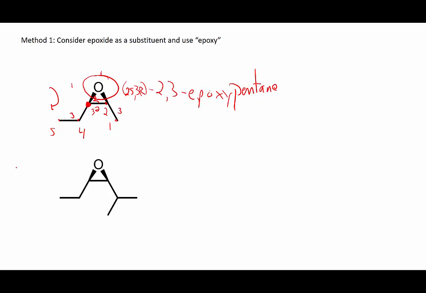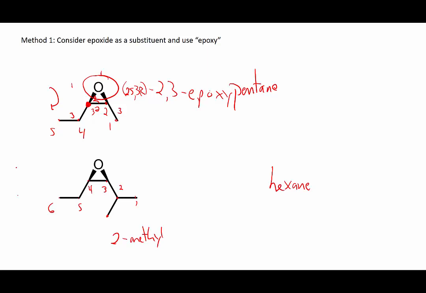Let's take a look at another example. Let's count the longest chain. 1, 2, 3, 4, 5, 6. So this is a hexane. The lowest number should go to the first substituent, so that will be right here. This is a 2-methyl. So this is 1, 2, 3, 4, 5, 6 with a 2-methyl group and a 3, 4 epoxy group.